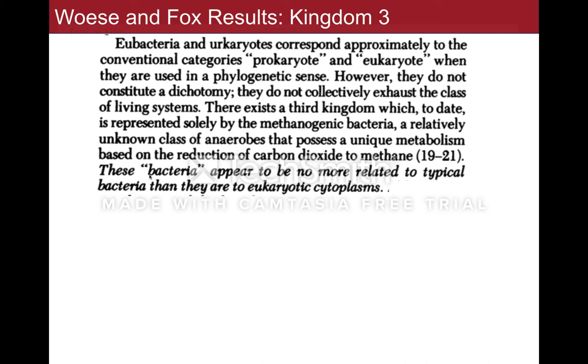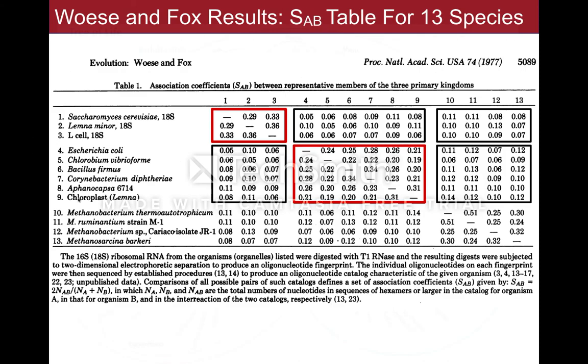And here is where they're now questioning the naming, right? These bacteria appear to be no more related to typical bacteria than they are to eukaryotic cytoplasms. Why do they say cytoplasms? Yeah, so they're trying to distinguish your mitochondria and chloroplasts, which they don't talk about that much, but chloroplasts and mitochondria actually used to be bacteria. They actually have their own ribosomes and their own ribosomal RNA, and you can classify them in the same way, and they included one of them here, a chloroplast.